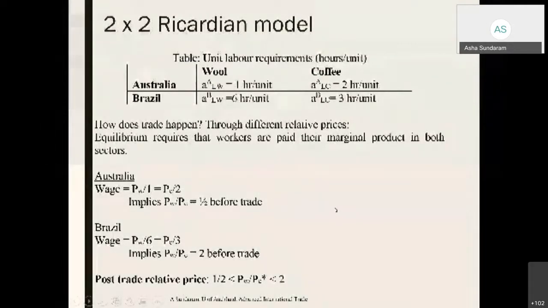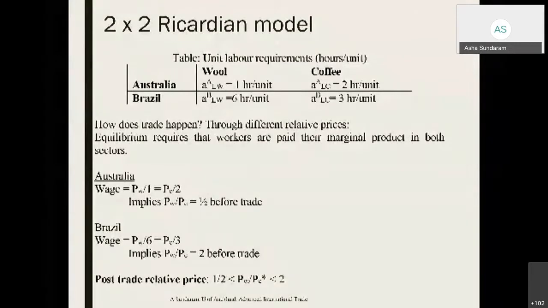Now, what this is telling us is that the autarky price of wool in Australia is much lower than the autarky price of wool in Brazil. What that tells us is that Australia has a comparative advantage in wool and Brazil has a comparative advantage in coffee. So the first thing we want to note is the autarky prices are a signal of comparative advantage. So in any trade model, if you want to see which country has a comparative advantage in which sector, all you need to do is look at the autarky relative prices for that commodity in both countries.